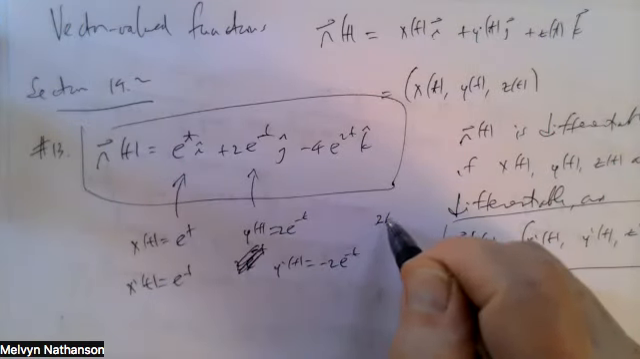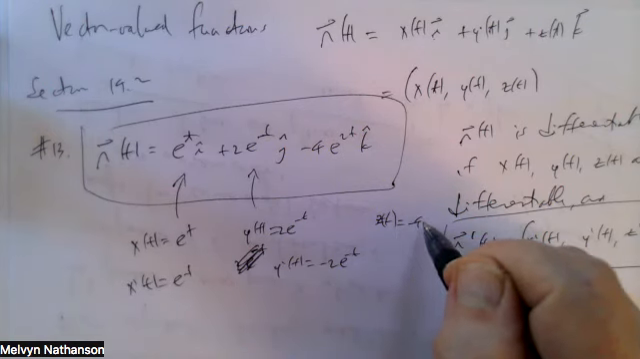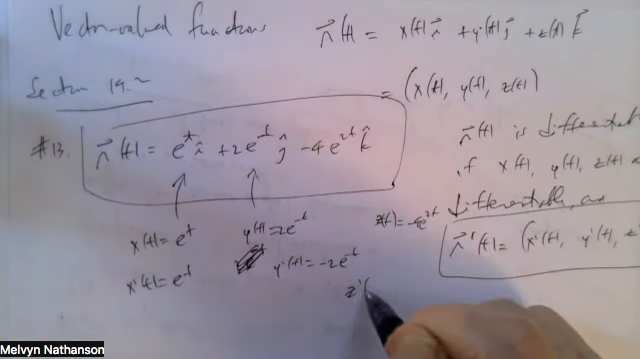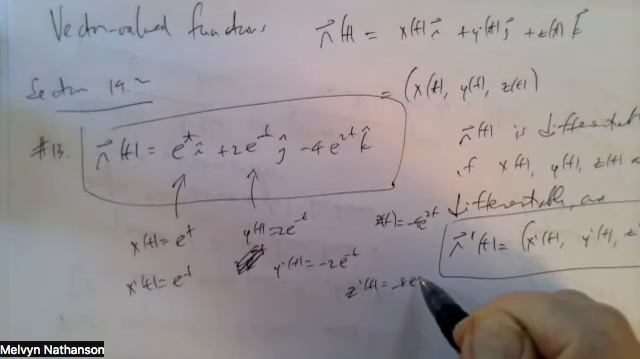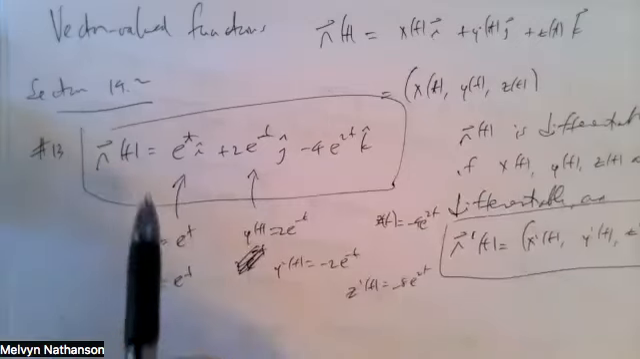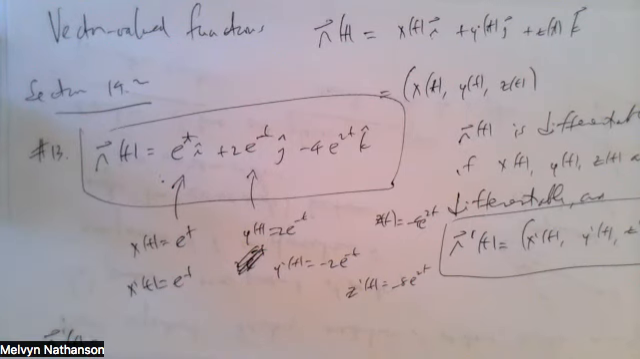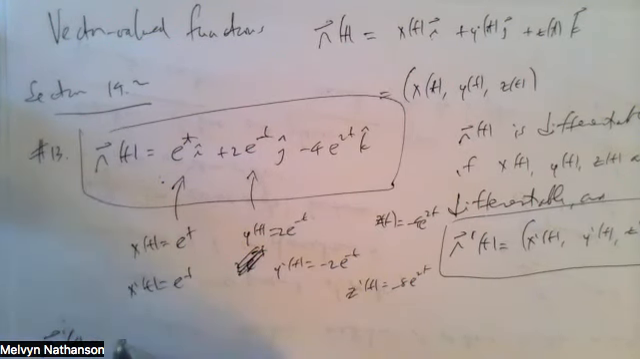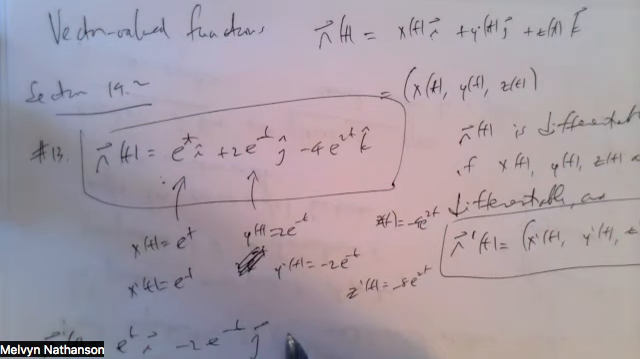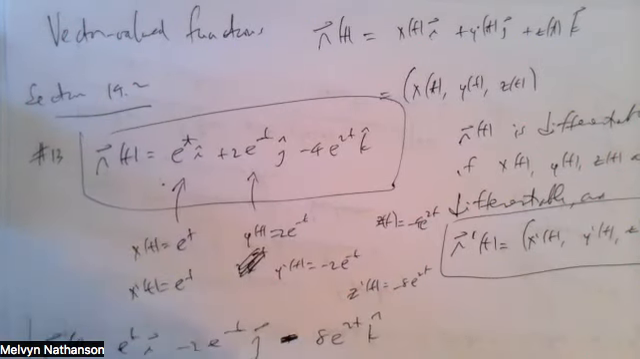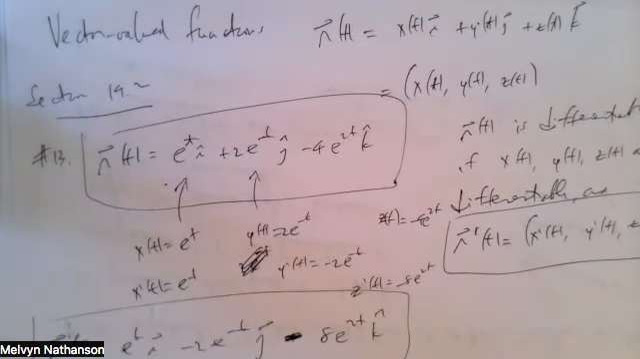And z of t is minus 4e to the 2t. So z prime of t is minus 8e to the 2t. So for this vector valued function r of t, the derivative is what you get by differentiating term by term: e to the t i minus 2e to the minus t j minus 8e to the 2t k. That's the derivative. Any questions about that?